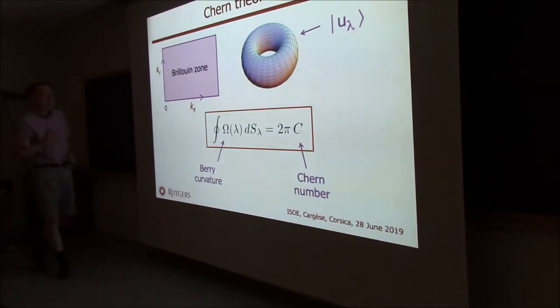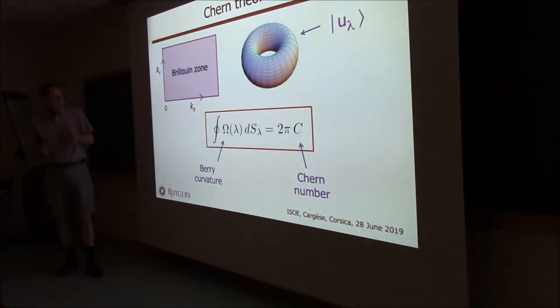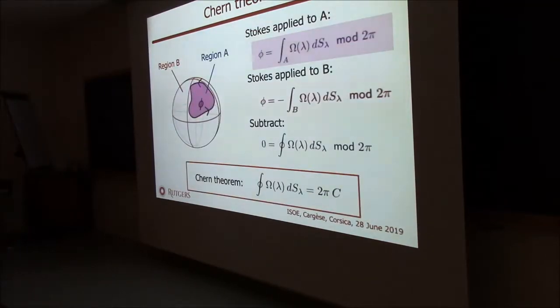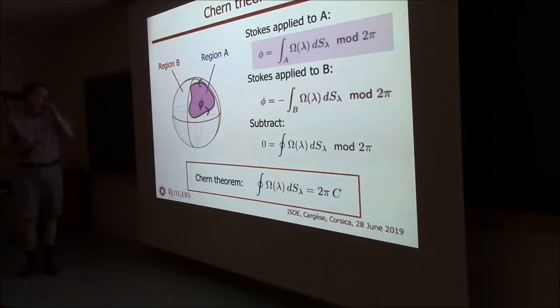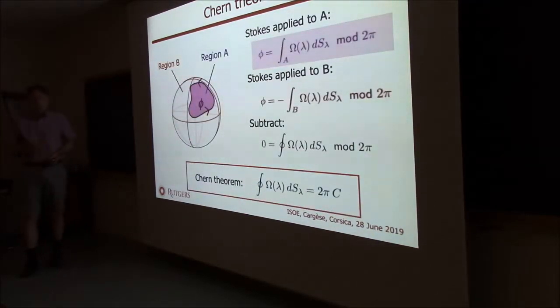And here's the statement now about the Chern theorem that I mentioned a little while ago. I claimed that the integral of the Berry curvature over a closed surface has to be 2 pi times an integer. And actually, I can prove this to you based on what we've already done. So we imagine it has to be some closed surface. Just for this illustration, it's easier to do it for a sphere than for a torus, but the proof goes through for a torus in the same way.